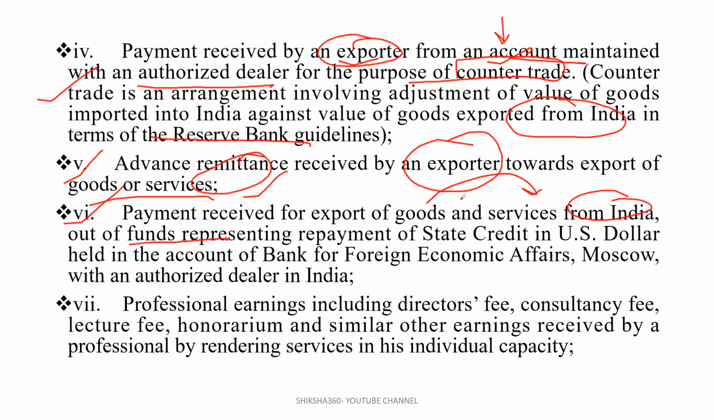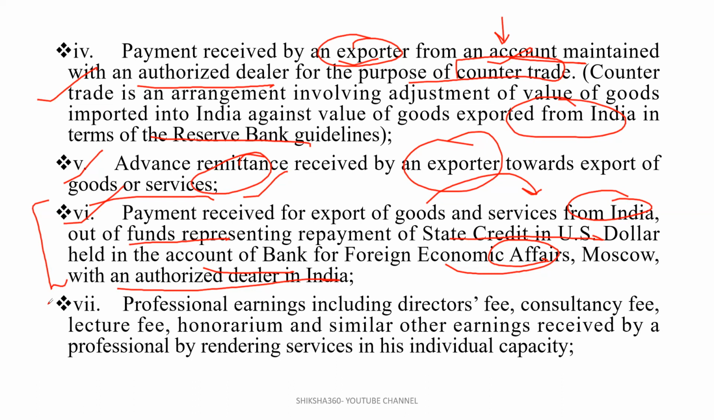out of funds representing repayment of state credit in the US dollar held in the account of bank for foreign exchange of economic affairs, Moscow, with an authorized dealer in India. Clear? That is specifically for that country. Or out of funds representing repayment of state credit in the US dollar, that is US dollar we are refunding in, that is repayment held in the account of bank for foreign exchange affairs with an authorized dealer in India.